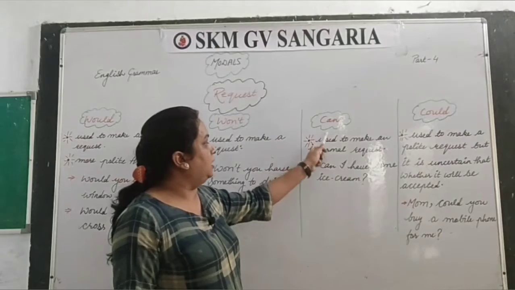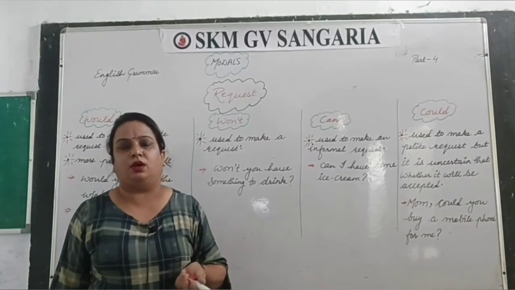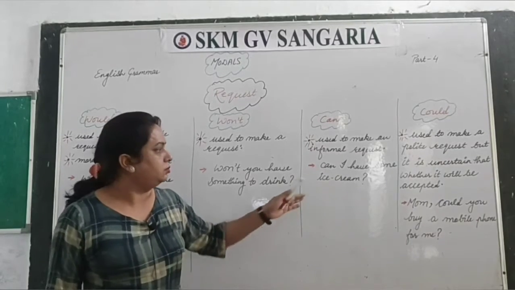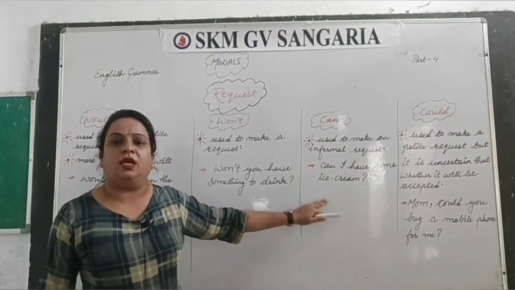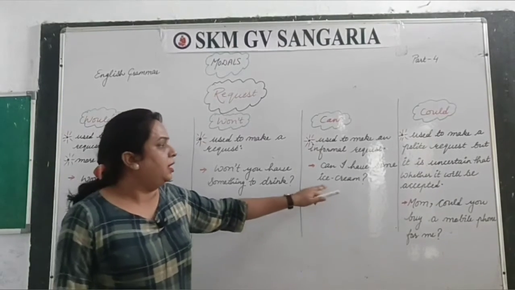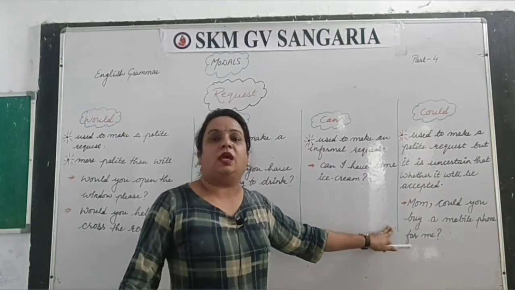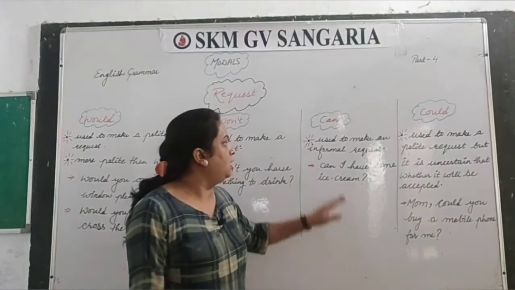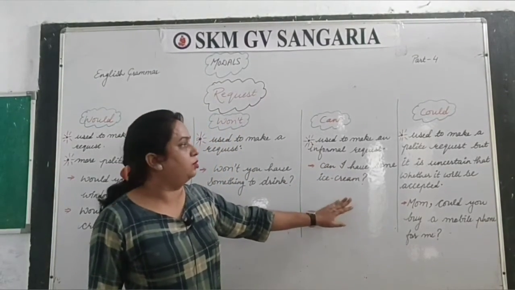Next one is can. This is used to make an informal request. Like for example, I've given you the example of will. Will you please help me to do this? So here also it is informal. Can I have some ice cream? Can you give me your pen? Can you note down this for me or something like that? So this is informal request. For informal request we have to use can.